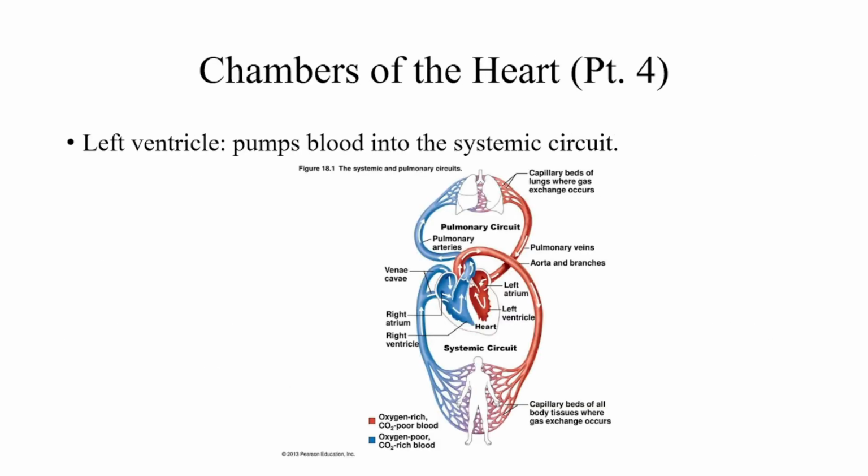So again, going back to our diagram here, you've got the right ventricle, right? Blood comes through the right atrium into the right ventricle, and then it pumps the blood to the lungs. Meanwhile, the left ventricle basically pumps it to the rest of the body, but I'll get to that in a second.